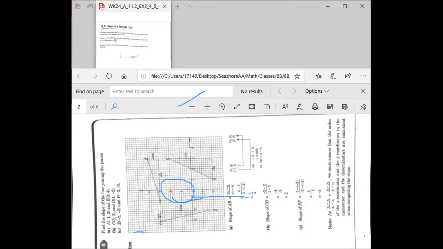So we want to figure out which one is y2 minus y1, okay? Timmy, can you tell us what is y2 minus y1 on the slope of AB? Can you type on the group chat?